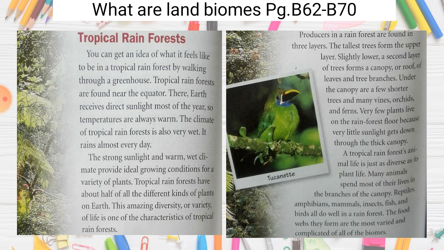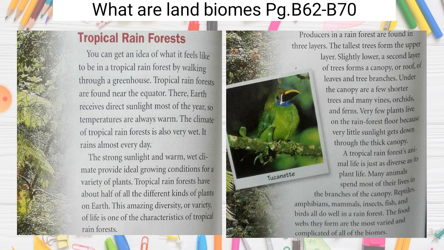The tallest trees form the upper layer. Slightly lower, the second layer of trees forms a canopy or roof of leaves and tree branches. Under the canopy are a few shorter trees and many vines, orchids, and ferns. Very few plants live on the rainforest floor because very little sunlight gets down through the thick canopy.